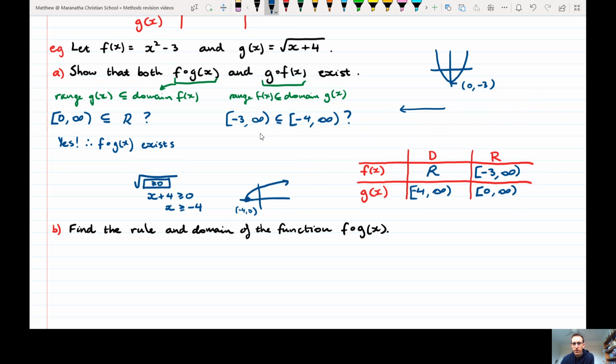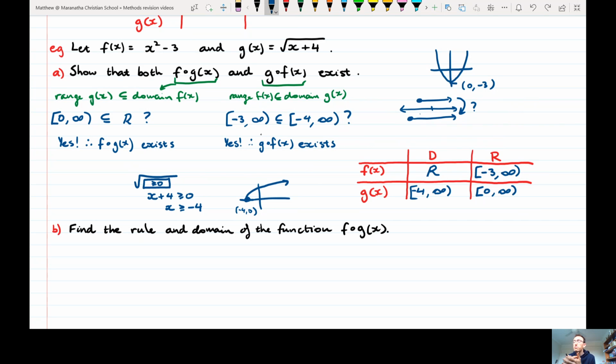If I have a number line, here's my number line. There's 0. -3 to infinity does this, and -4 to infinity does this. Now I need to make sure this one fits in that one. And you can see that it does. This entirely overlaps, so it works. Therefore, g of f exists. So if you're doing an exam or something, you would need to show that this is true for these composite functions to exist. So the question might say something like, show that it exists.